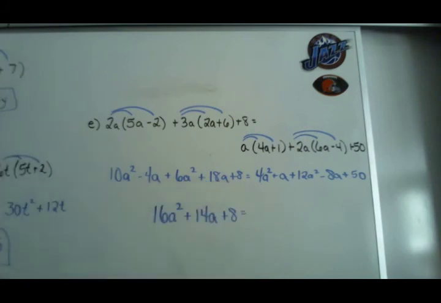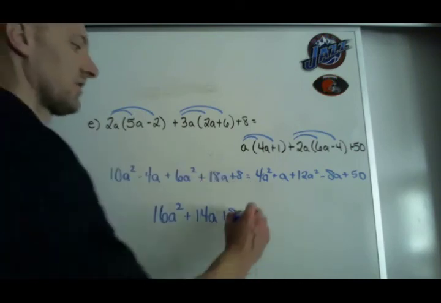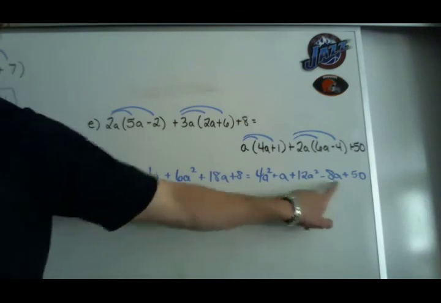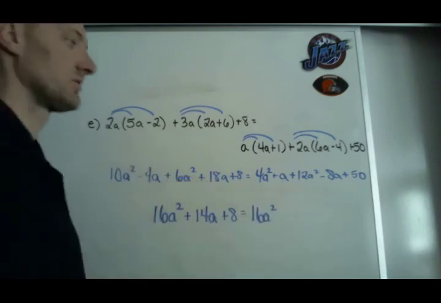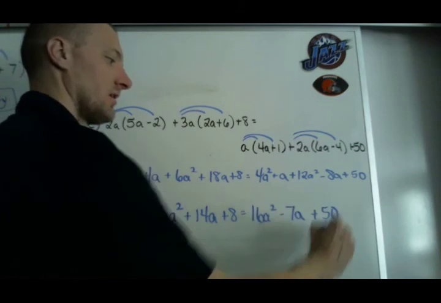Now there's my equal sign. On this side I have a 4a squared and a 12a squared. Combine those together, gives you a 16a squared. I've got a positive a and a negative 8a. Combining those like terms gives you a negative 7a, and then plus 50.